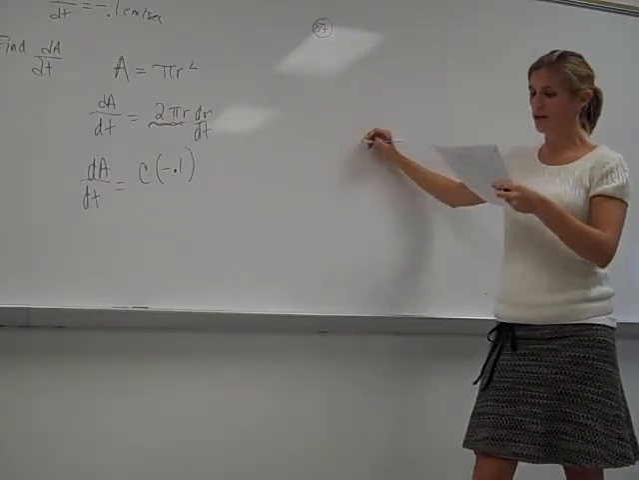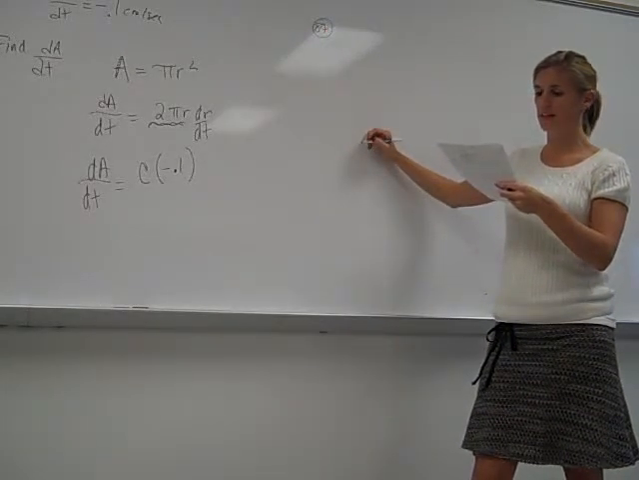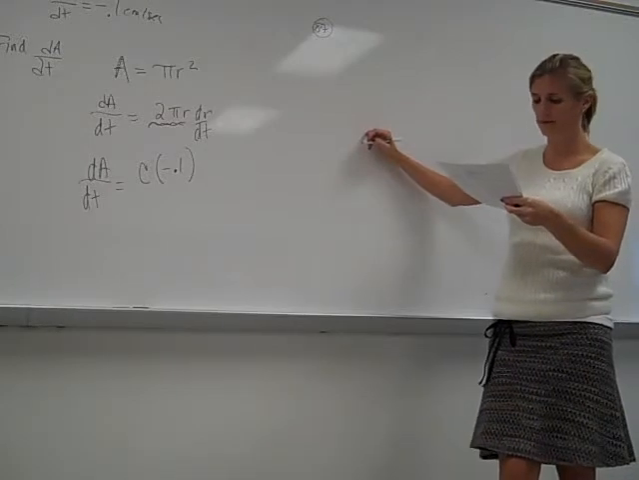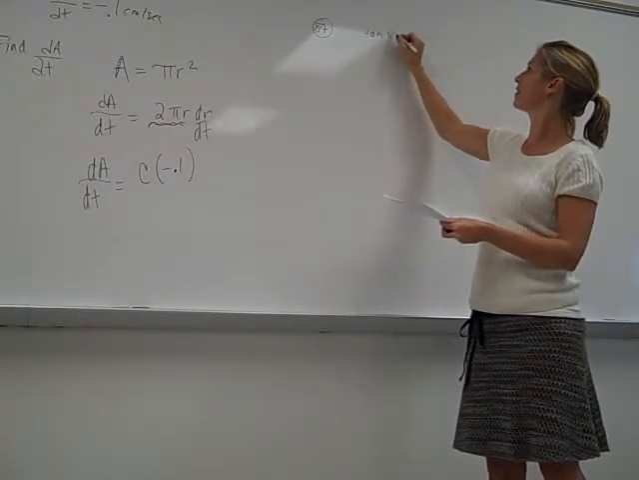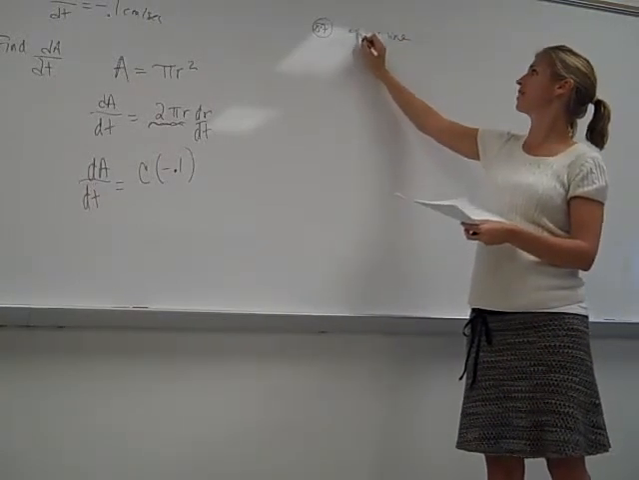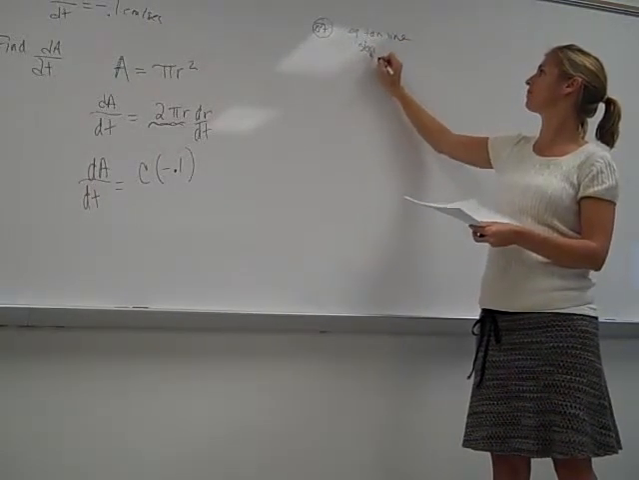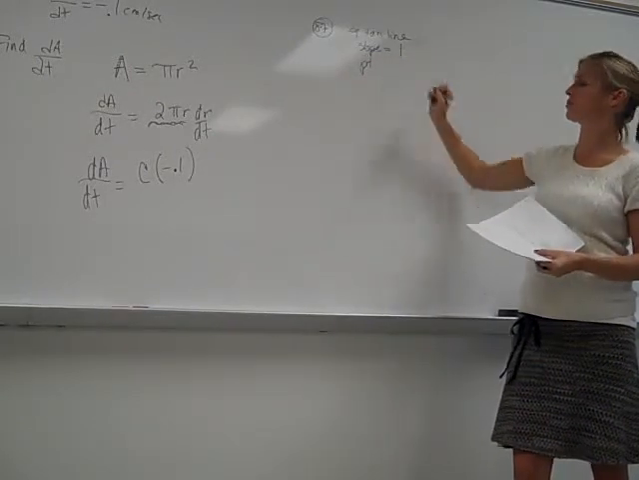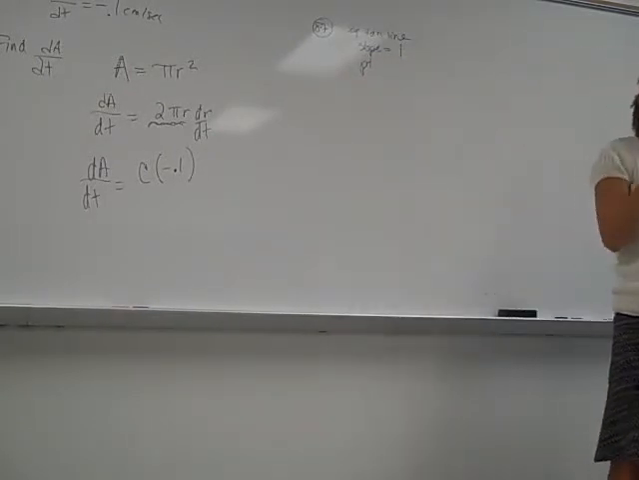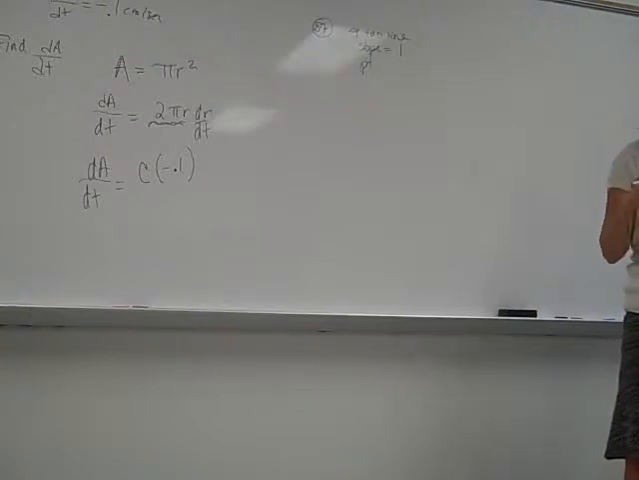Which of the following is an equation of the line tangent to the graph of this at the point where the derivative is 1? Okay, so we're looking for the equation of a tangent line. Anytime we're looking for the equation of a tangent line, we need a slope and we need a point. We have the slope. They're telling us the slope is 1. They're telling us the derivative is 1. So I know that, but I don't know where.